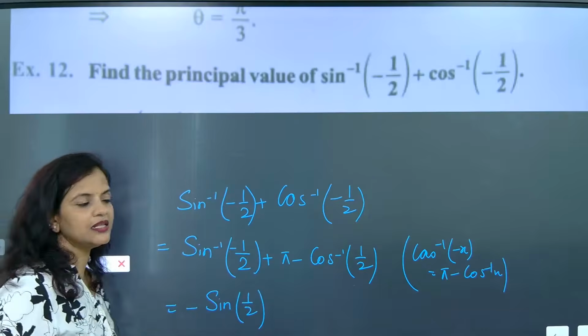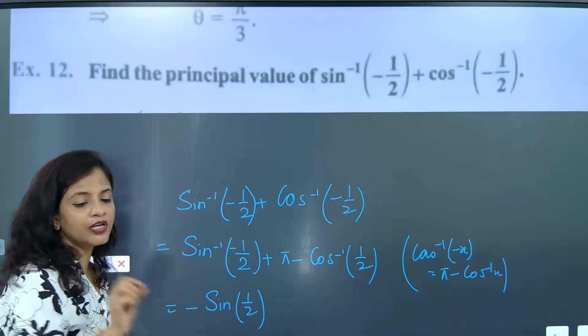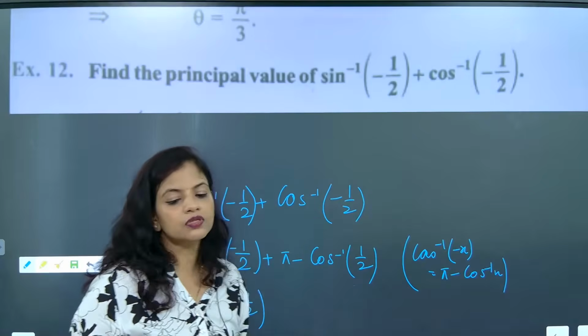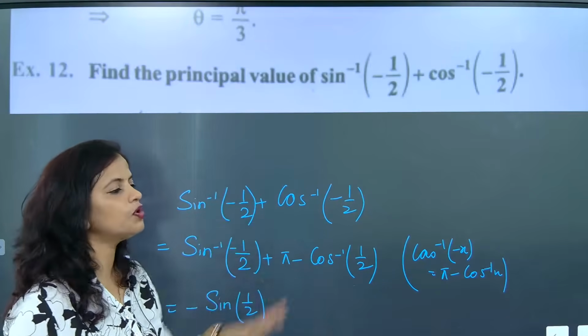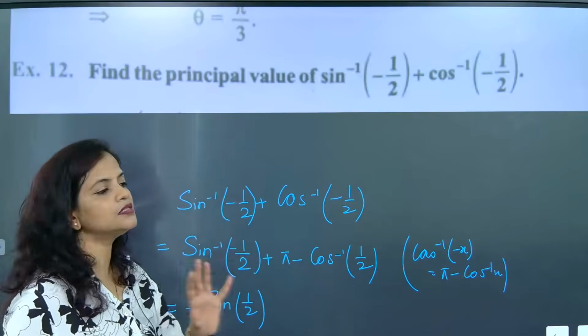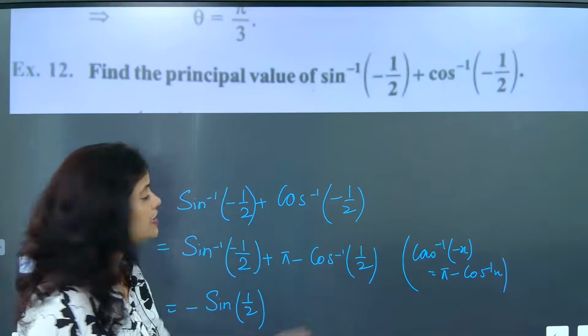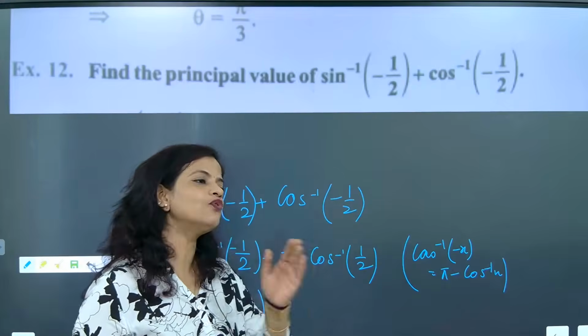In CBSE, there is one requirement: whatever steps you are taking, please indicate them on one side. We call it a roadmap. Whatever twists and turns in the question are there, and whatever conditions you are taking, you must indicate the condition, and that will lead to full marks.